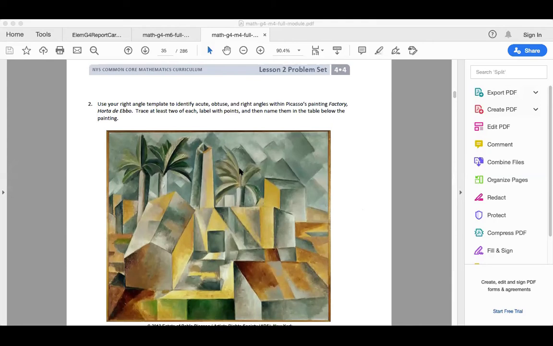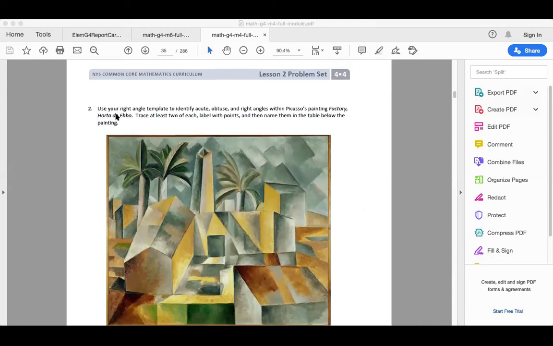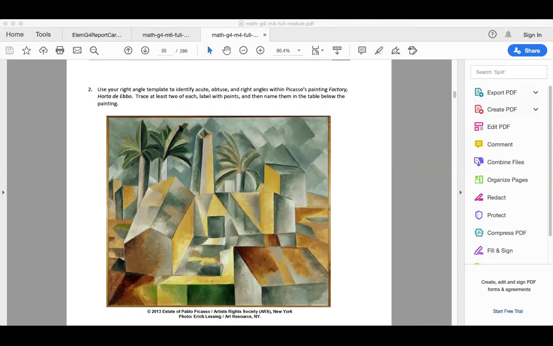I'm going to show you how I do mine. It says use your right angle template to identify acute, obtuse, and right angles within Picasso. Picasso is a famous painter, painting Factory Horta de Ebro. Trace at least 2 of each, label with points, and then name them in the table below the painting.